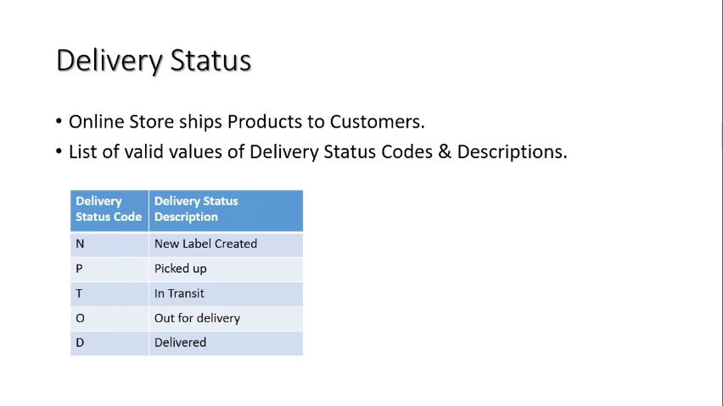When the courier person picks it up, it is changed to P for picked up. And once it is in transit towards the destination city, it is T for in transit. Once the shipment reaches the destination city, it is onto the truck for delivery, then it is changed to O for out for delivery. And when the shipment is delivered to the customer, it is changed to D for delivered. So in this example, the two attributes are delivery status code and delivery status description.